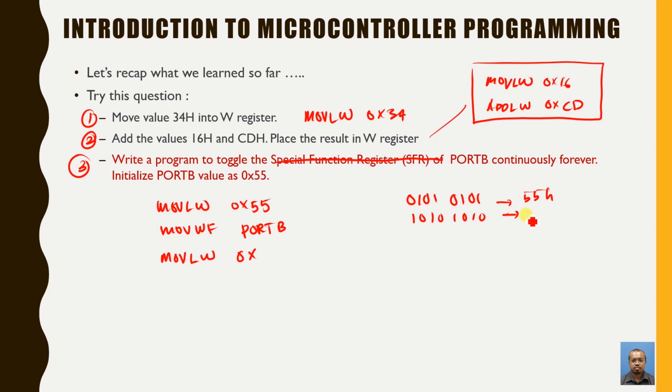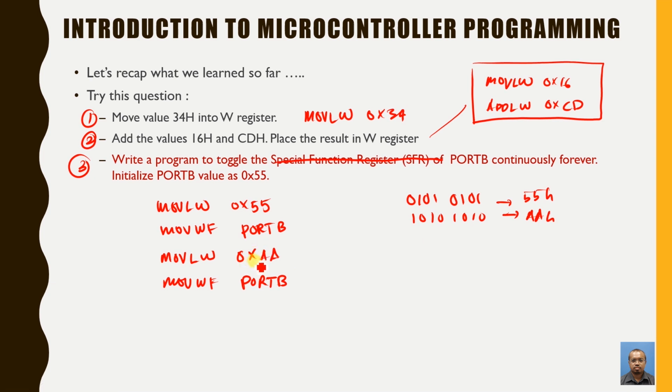So this one is 55H. This one is AH. Okay, if you are not sure, just double check. 1000 is 8, 1001 is 9, 1010 is A. That's the easiest way to memorize it, just in case you forgot. So MOVLW 0xAA, and then MOVWF port B. So right now we have toggled port B at least once.